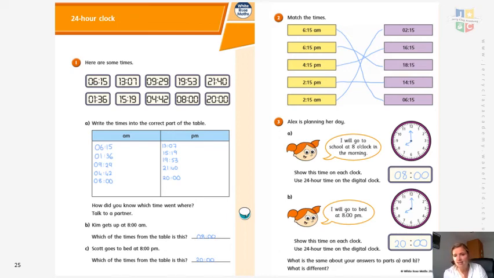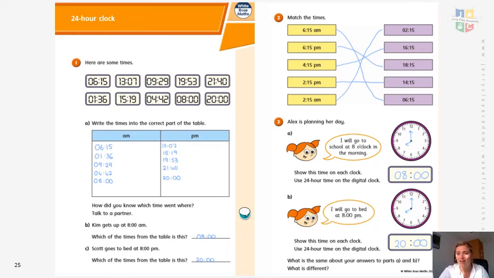Whereas on the next part it says 8 o'clock in the evening. This will look exactly the same on the analog clock, with your minute and hour hands still being the same. However, on your digital clock you would have needed to add 12 to your 8 to show 20.00.